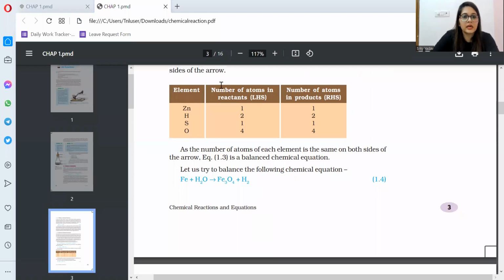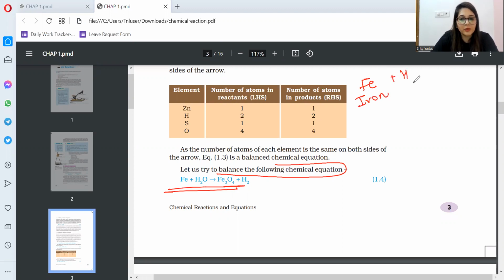Okay, so this is another equation. Now let us try to balance the following chemical equation. Now this is a chemical reaction in which iron, Fe is for iron, when iron is reacted with water, when Fe comes in contact with water, it is going to give us Fe3O4 with the evolution of hydrogen gas again. If you remember, again it is a metal, right? So when a metal comes in contact with water, it is going to form Fe3O4, okay? And this is the hydrogen gas.